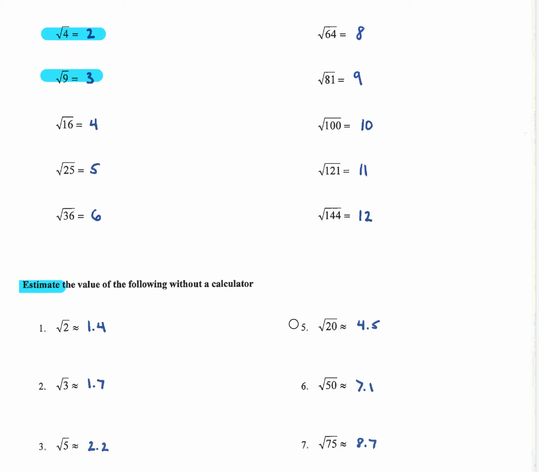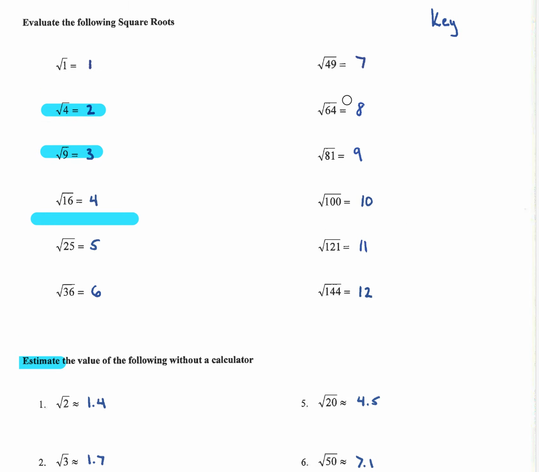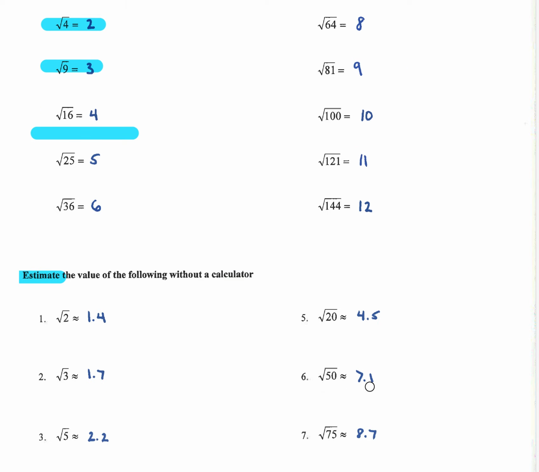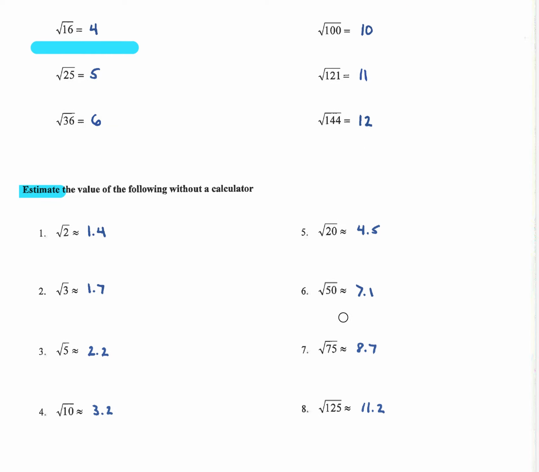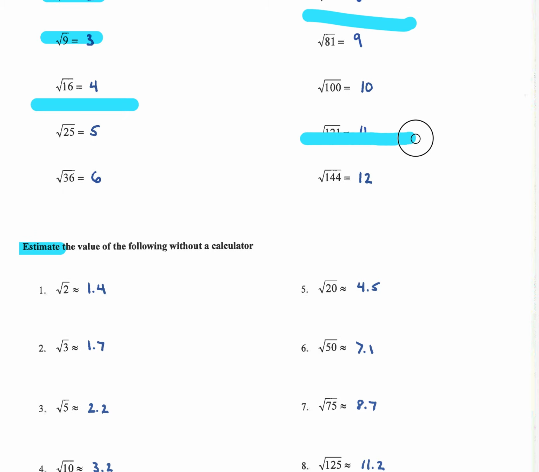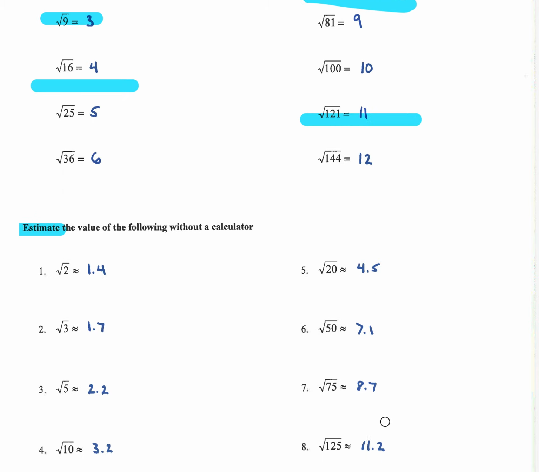Square root of 20, I don't know the square root of 20, but it's somewhere in there. It's bigger than 4 and it's less than 5. The square root of 20 is going to be, we'll say, 4.5. Square root of 50, all right, it's a little bit bigger. The square root of 49 is 7, so the square root of 50 is maybe 7.1. 75 is somewhere in there, right? Square root of 64 is 8, square root of 81 is 9, square root of 75, I don't know, 8.7, something in that range. And 125, well, I know the square root of 121 is 11, so then the square root of 125, a little bit bigger, so maybe 11.2.